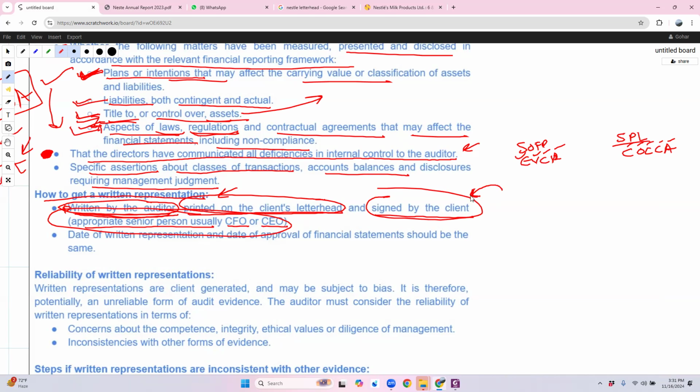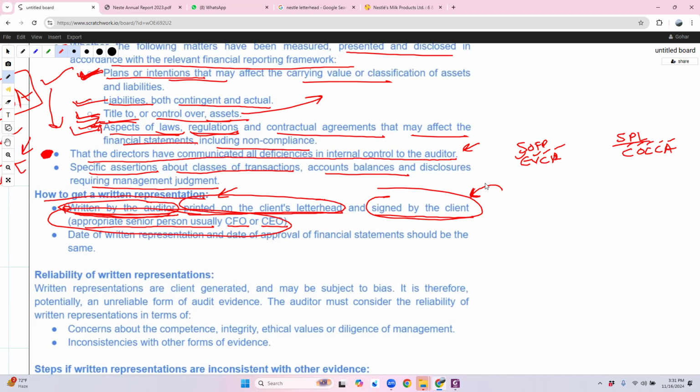Wait, I'm confused with this written representation. Yes, what is the confusion? Written representation is obtained from the management, right? So why are you saying it's written by the auditor? The auditor writes down whatever they have to confirm. They know what they have to confirm. Listen, I want to confirm that you have 200 pounds within your pocket as you are stating to me. I'll write it down myself and print it upon your letterhead, and then I will give it to you and tell you to sign it.